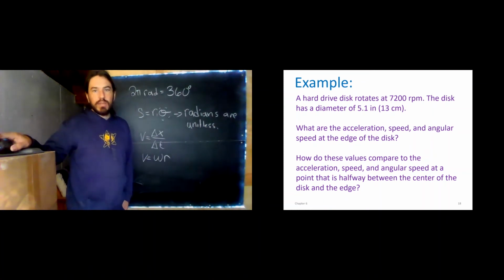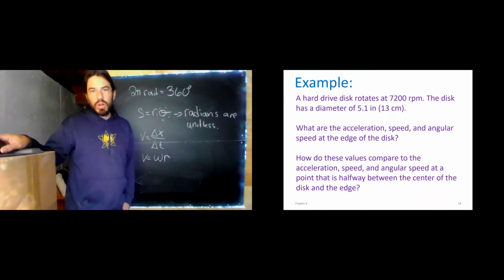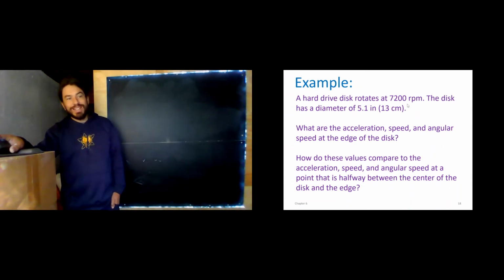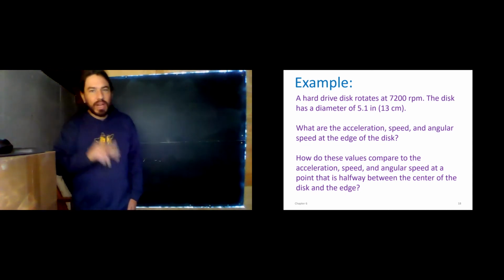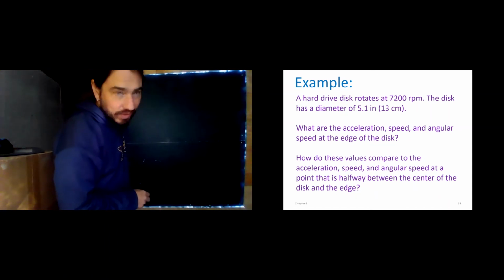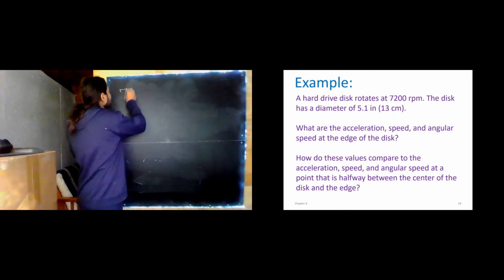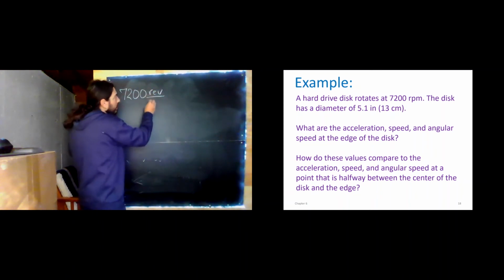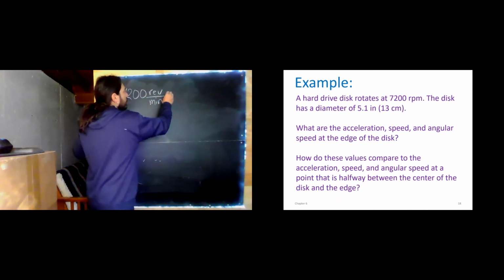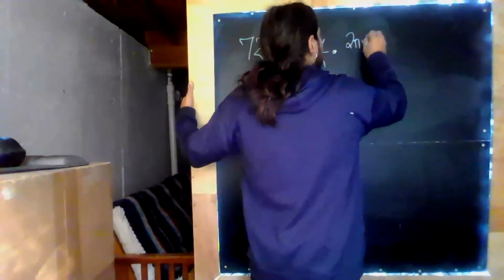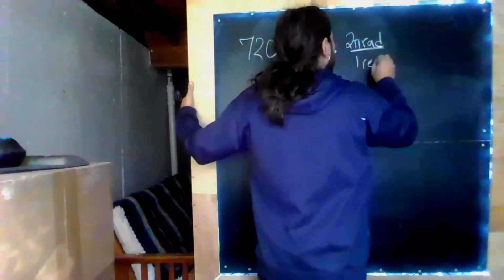All right, I want you to think about how to start this. I will erase my board. Okay, I think the first thing we should do is, we've been given this rate of rotation in 7,200 RPMs, revolutions per minute. I think we better convert that to radians per second so that we can use that equation that I gave a couple slides ago. So we have 7,200 revolutions per minute. We'll just do a quick unit conversion here. 2 pi radians in 1 revolution.